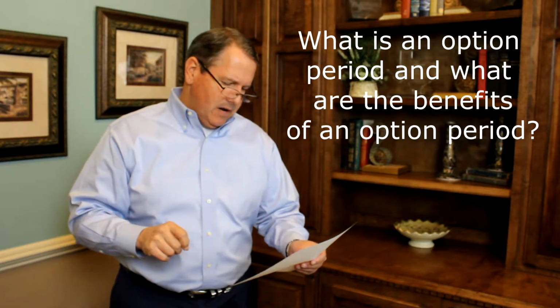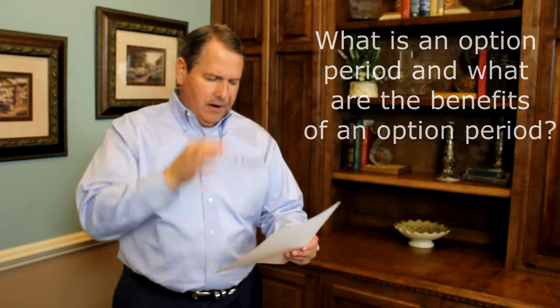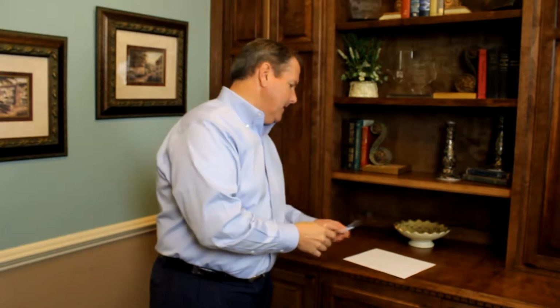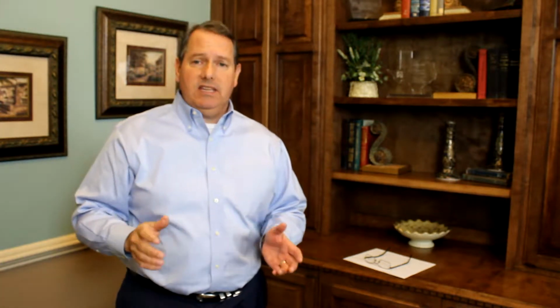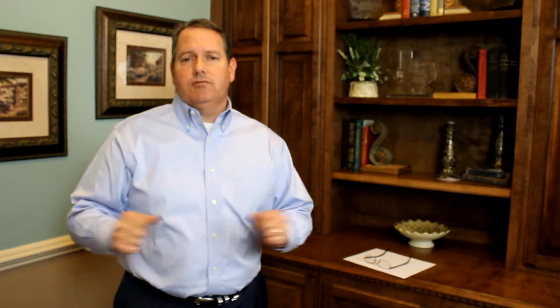So I'm back. Today's question comes to us from Anna, and Anna asks, what is an option period and what are the benefits of an option period? Anna, that's a great question, and in paragraph 23 of our Texas 1 to 4 family residential contract, you as a buyer can purchase an option on a sale contract. And this will give you the unrestricted right to terminate the contract within a certain number of days from the effective date of the contract until 5 p.m. on the day of expiration of the option.